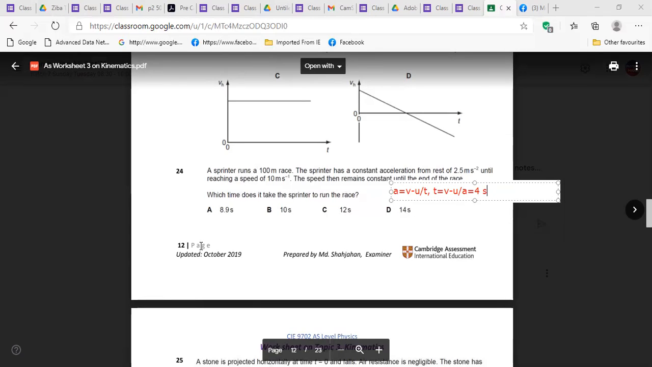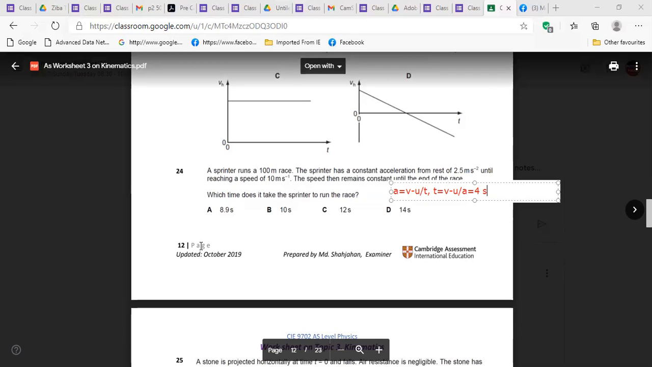Then we have 80 meter left, right? So we use the normal formula. The 80 meter it will go with constant speed. So that one we will use the simple or average speed formula, that is v equals d by t, right?